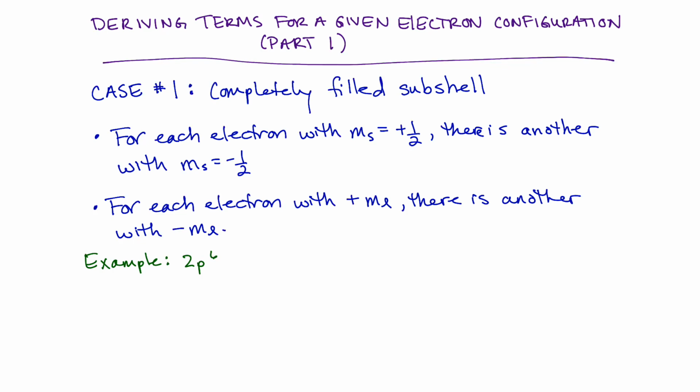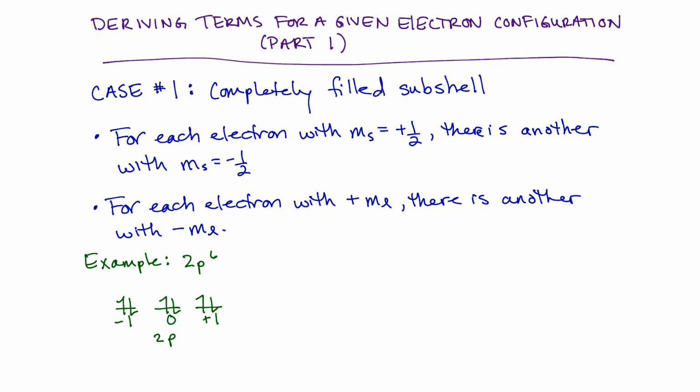That means we would have a situation where we have 3 2p orbitals. Remember, we label these -1, 0, and +1 for our m sub l values, and then we can start putting in our electrons. Here we have a completely filled subshell, so we've got our 6 electrons. If we put those in our orbitals following the Aufbau principle, that building up principle, we end up with 2 electrons in each orbital.